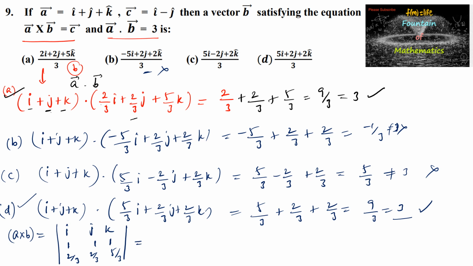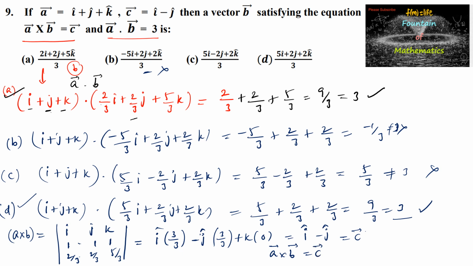which is equal to, so i times of, using the determinant, 1 times of 5 by 3 minus 2 by 3, that is 3 by 3, and again minus j times of 1 times of 5 by 3 minus 2 by 3 is again 3 by 3, plus k times of 2 by 3 minus 2 by 3 is 0, which is 1 times of i minus j. So which is given option, that is a vector C.